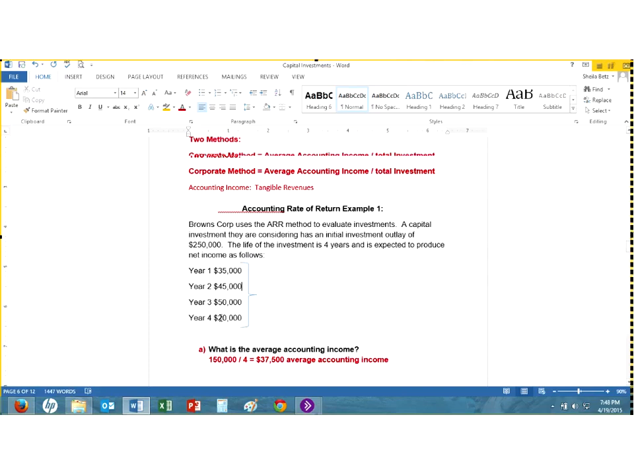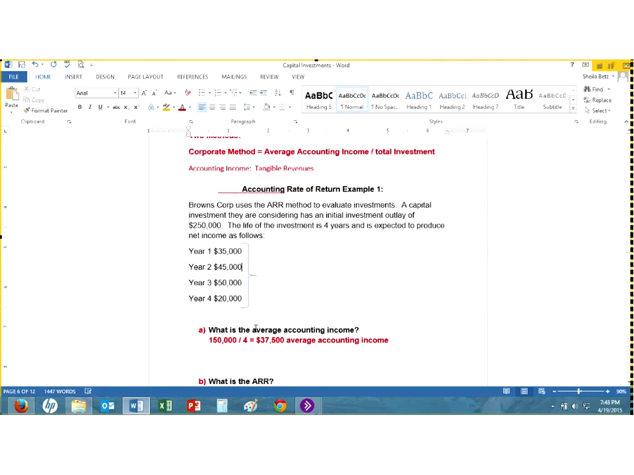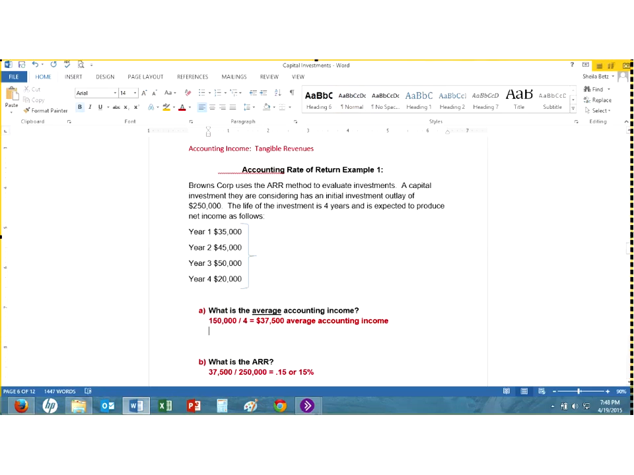So this is the net income. If I wanted the average accounting income, what I would do is add up year 1 through 4. If I add them up, that's where I came up with this $150,000. Then I would divide by 4, because we're looking at 4 years. And this tells me my average net income every year, or average accounting income, is $37,500.